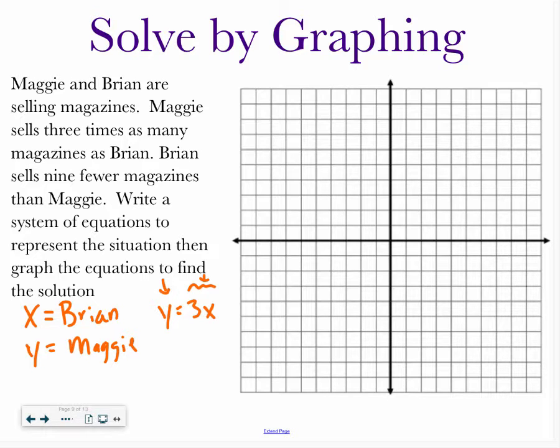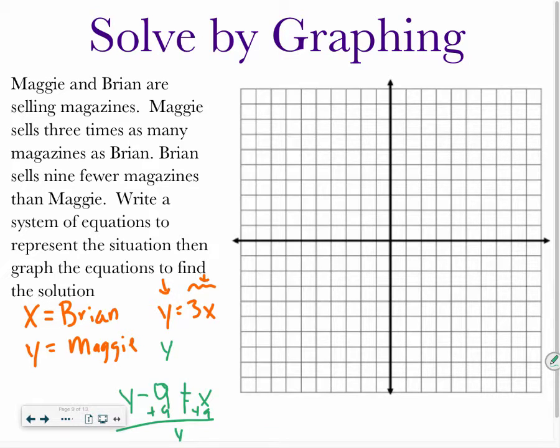But we also know that Brian sells 9 fewer magazines than Maggie. So we still want to keep our equation somewhat in the y equals mx plus b form. But if we know that Brian sells 9 fewer magazines than Maggie, we can say Maggie sold this many, Brian sold 9 fewer. That means we're going to subtract, and that equals Brian. Well, let's get y by itself. So if we add 9, y equals x plus 9.